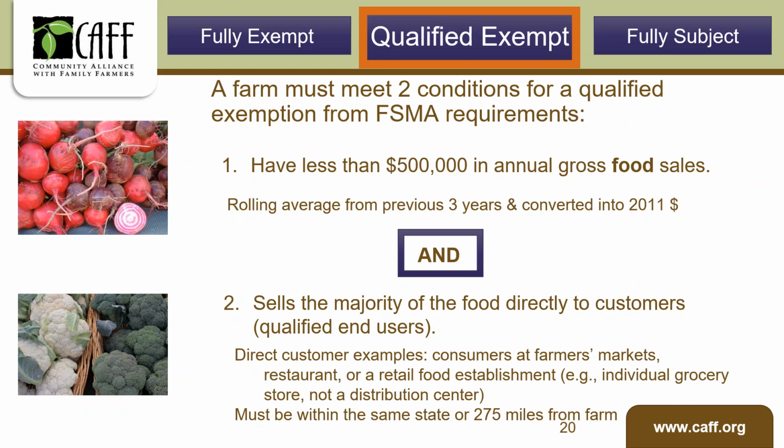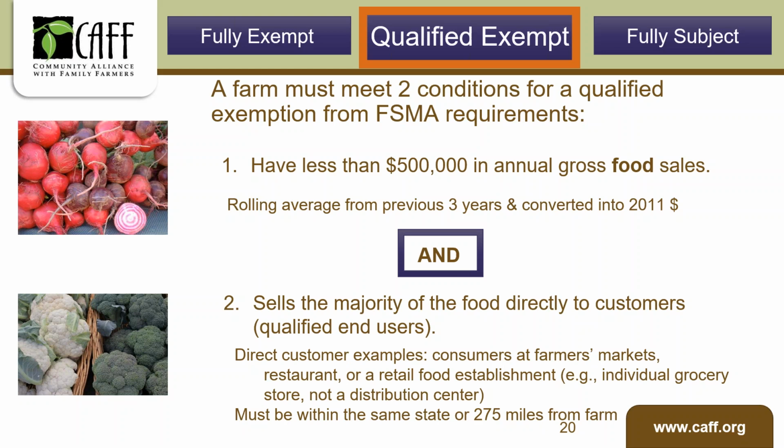And the second point is that you have to sell the majority of your food directly to customers, or what the law calls qualified end users. So directly to customers could be directly to people at a farmer's market, directly to people at a farm stand, or directly to one restaurant, or directly to one grocery store. And all of those must be within the same state or 275 miles from the farm. So you basically can't be dropping off strawberries at a distributor or a wholesaler and having them ship those to other places. If you're selling it directly to people at a farm stand, farmer's market, or through a community supported agriculture program, those count as sales directly to customers.